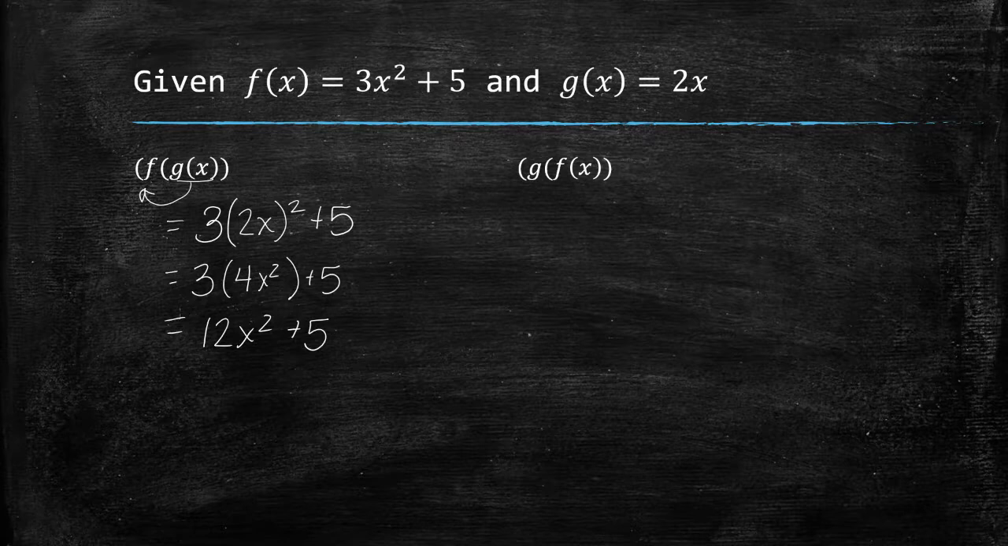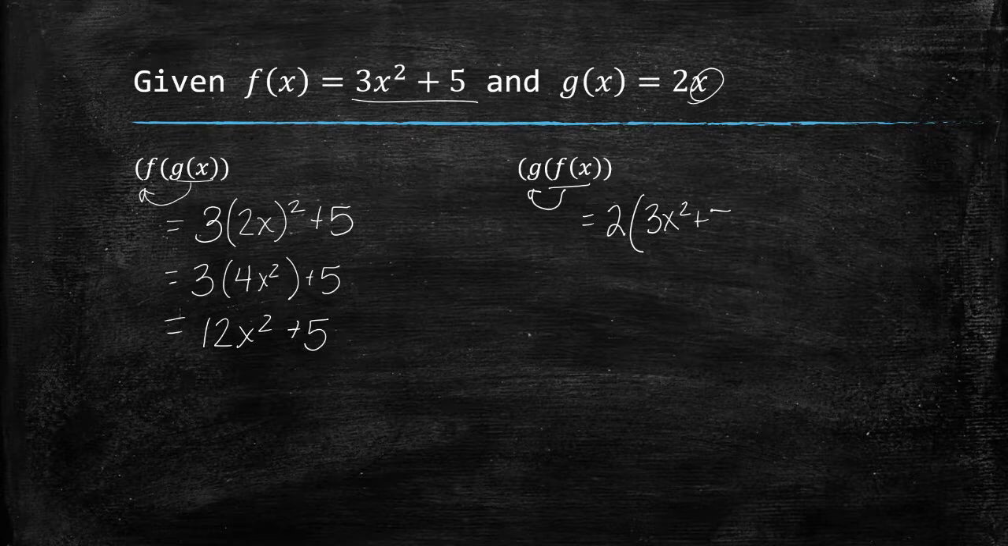I'm done. Now the second one here looks the same, right? But it's not, because this is telling me to take the f function and put it into the g function. So I'm going to take this whole f function and put it in for the x in the g function. So I'm going to take 2 times 3x squared plus 5. And again, I'm going to simplify. This one's pretty easy because I just have to distribute the 2, and I get 6x squared plus 10. Done. Okay? So be really careful with your composite functions.